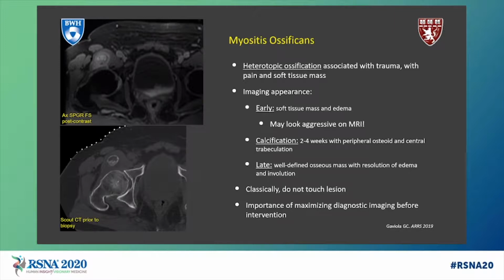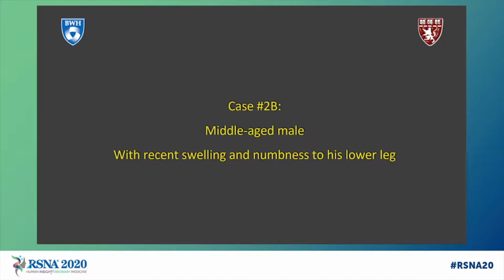Again, this is a "do not touch" lesion, and I think the importance here is recognizing that we need to maximize our diagnostic imaging before intervention is planned. So again, take-home messages: myositis ossificans can look aggressive on MRI, and we should really maximize our diagnostic imaging before we do the biopsy. So contrast that with another middle-aged male who presented with recent swelling and numbness to his lower leg.